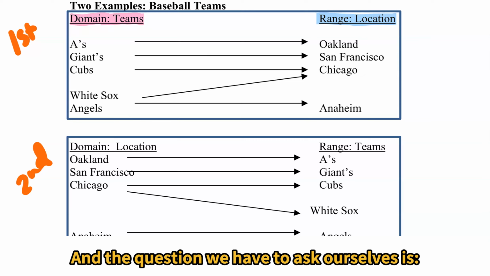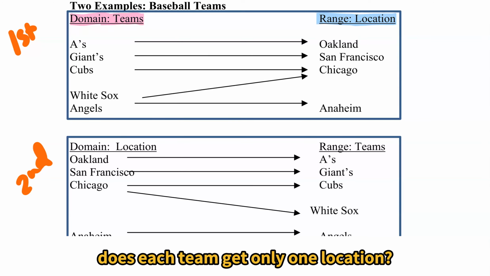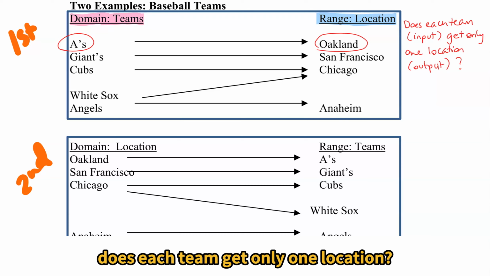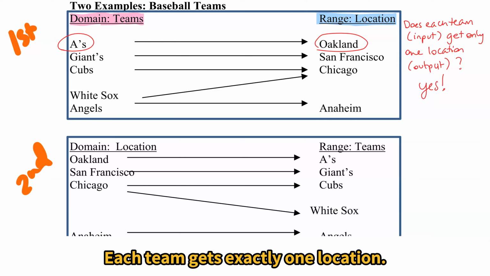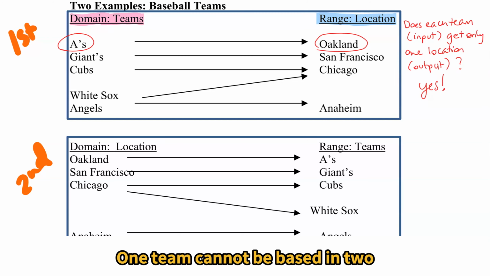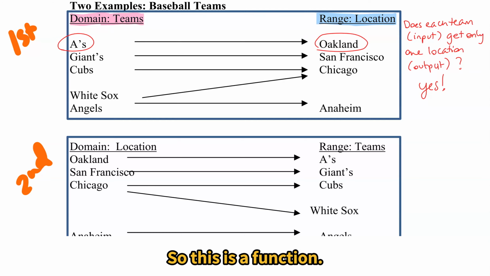And the question we have to ask ourselves is, does each team get only one location? This is a true statement. Each team gets exactly one location. One team cannot be based in two different cities at the same time. So this is a function.